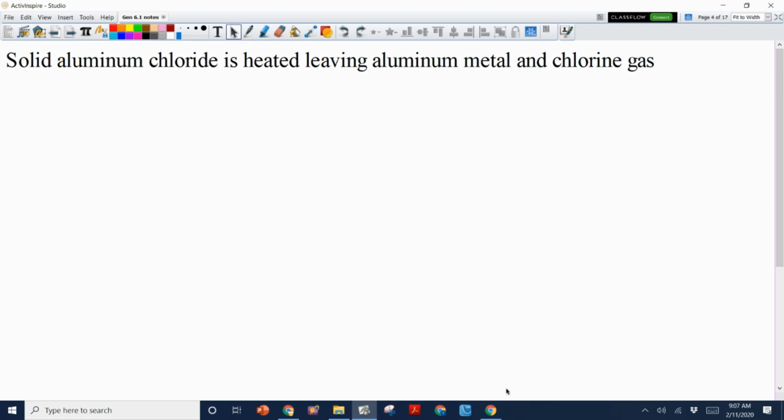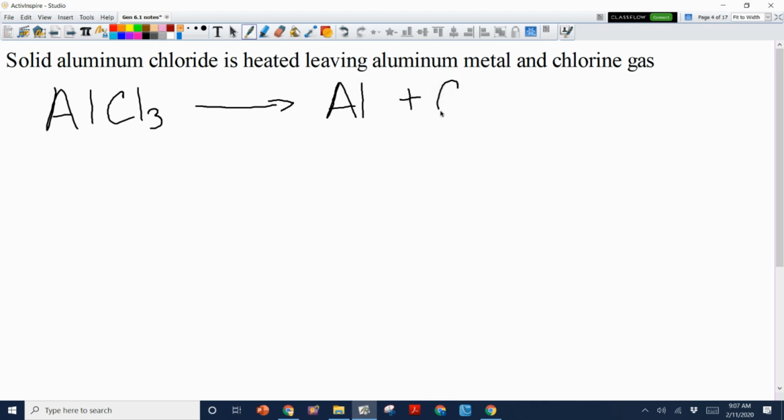Well, let's go ahead and write out this equation. It says that solid aluminum chloride, so aluminum chloride is AlCl3, is heated, leaving aluminum metal plus chlorine gas. So that's Cl2.